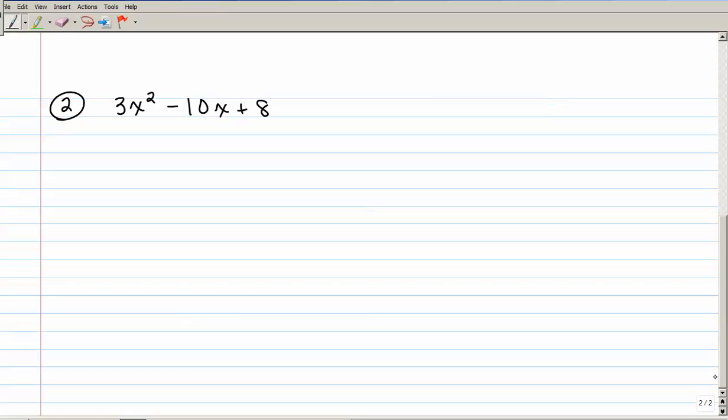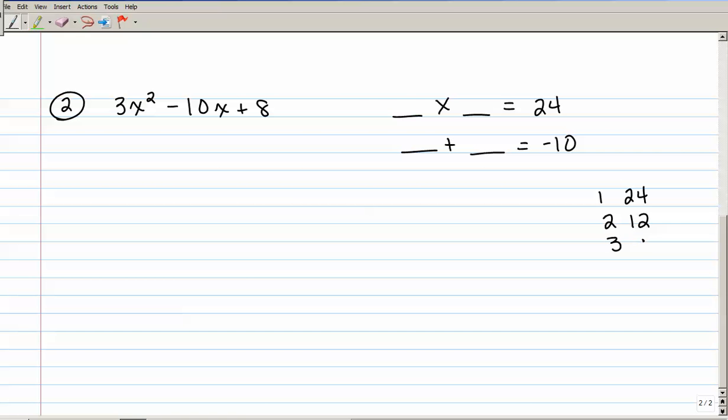Let's take a look at another example here. 3x squared minus 10x plus 8. Again, we're looking for two numbers that multiply to whatever a times c is. A times c is 3 times 8, or 24. And then the same two numbers have to add up to b, which in this case is negative 10. 24 also has a lot of factor pairs: 1 and 24, 2 and 12, 3 and 8, 4 and 6.